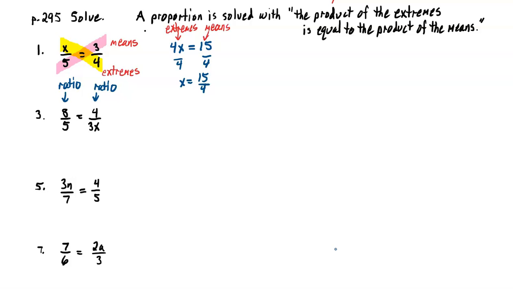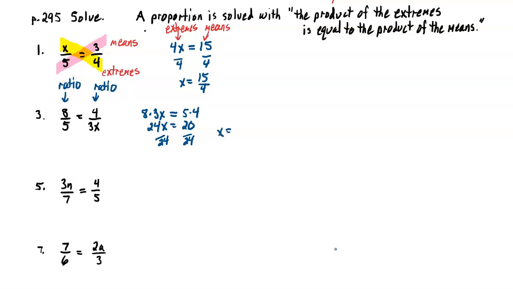The product of the extremes, that means to go 8 times the 3x, is equal to the product of the means. That's the 5 times the 4. 8 times 3x is 24x, and 5 times 4 is 20. By applying that theorem, we create an equation that does not have any fractions in it. To get the letter x alone, you divide both sides by 24.